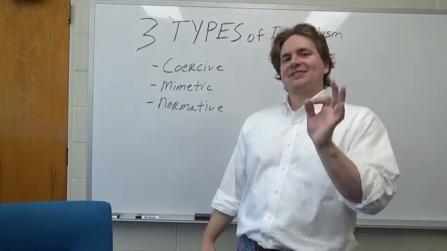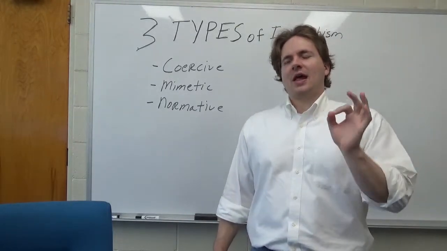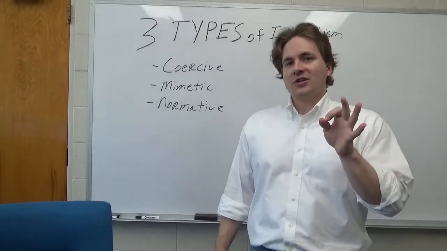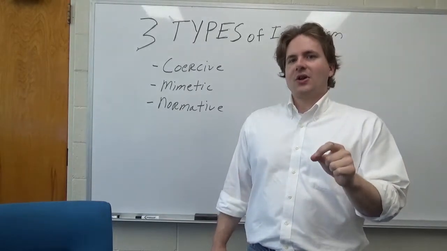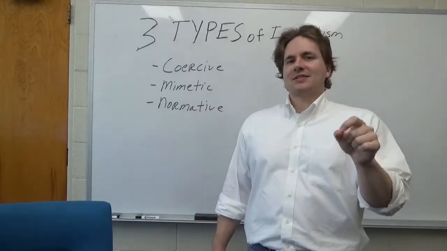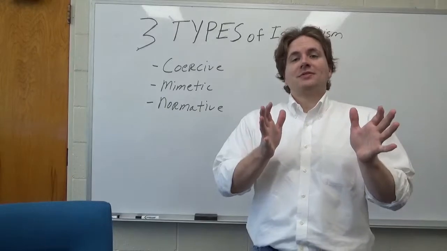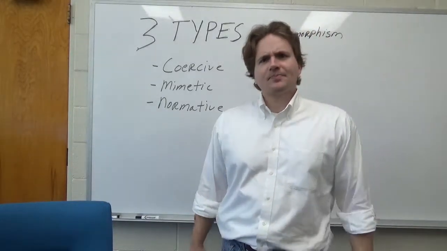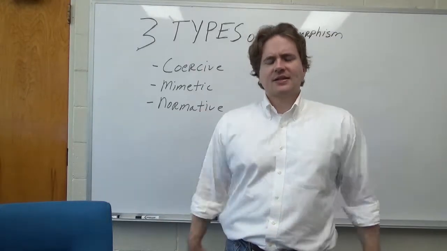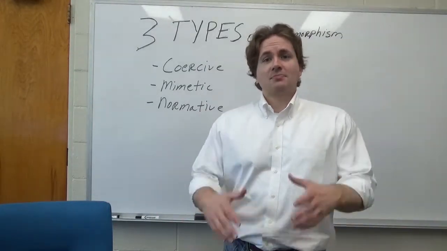So mimetic isomorphism basically means that when a firm is in an ambiguous or uncertain situation, they look, normally, outside their organizational field for best practices elsewhere. Okay? So this helps explain why firms that are not in the same organizational field may actually look the same. Now, the classic example that DiMaggio and Powell give stems from Japan's modernization attempt.